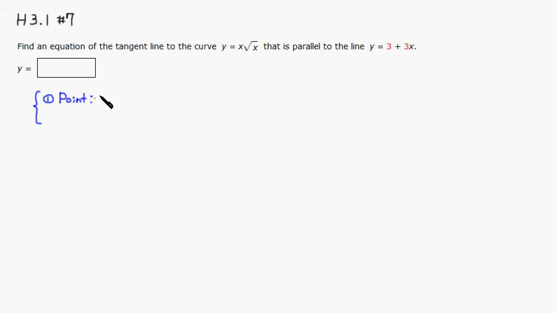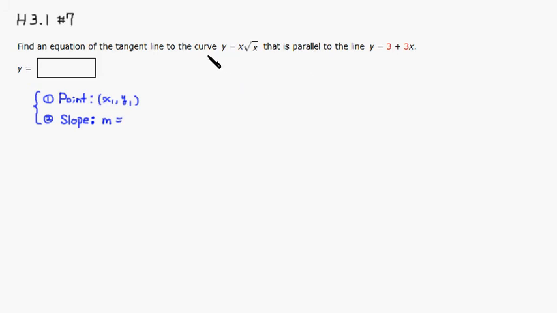As usual, we're going to call it (x1, y1). And two, we're going to have a slope, m. All right, so let's find those two things. Then after that, the equation is easy to come up with.